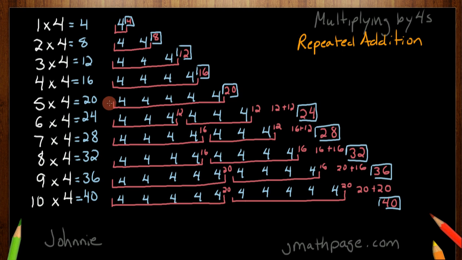Now all of these multiples of 4 came about from repeated addition. And we can see our multiples of 4 now. 4, 8, 12, 16, 20, 24, 28, 32, 36, and 40. Just like here. 4, 8, 12, 16, 20, 24, 28, 32, 36, and 40. We've done well so far, but here's a little challenge for you.